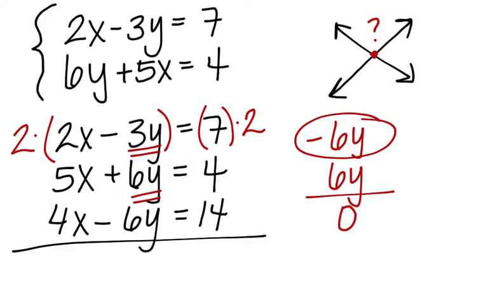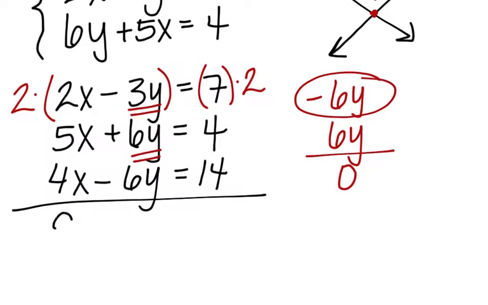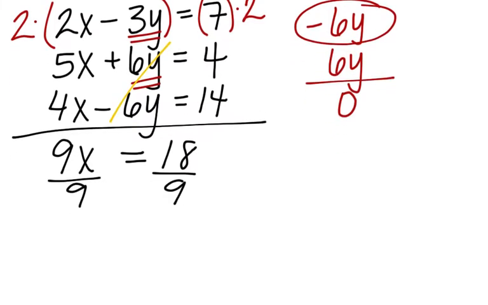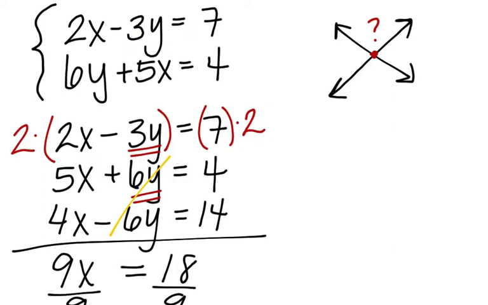So now I'm going to add my two equations together. Adding straight down will give me 9x. 6y minus 6y will subtract out. And that will be equal to 4 plus 14, which is 18. Notice you have eliminated a variable, which lets you now solve for x. And you get that x is equal to 2. But remember, we're interested in the intersection of the two lines. So that means we want an ordered pair, an actual point of intersection.